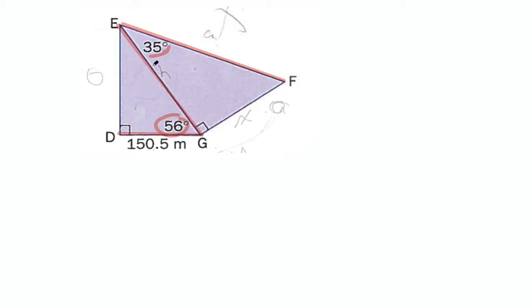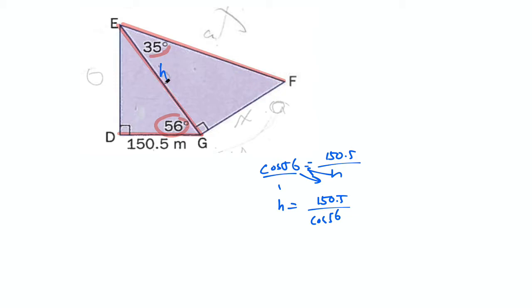So then this h here, let's call it h, is going to be, let's see, cosine of 56 is going to be the adjacent over the hypotenuse, right? So if I cross multiply this, all I have to do is switch the h and the cos 56 around, and I get h is equal to 150.5 all over cos of 56. Okay, so we have this.